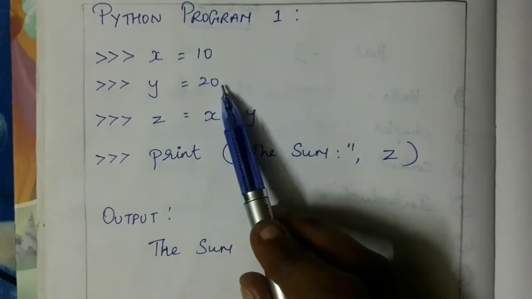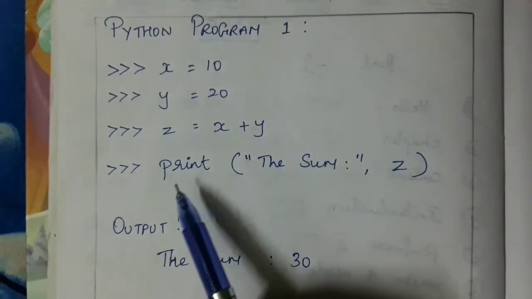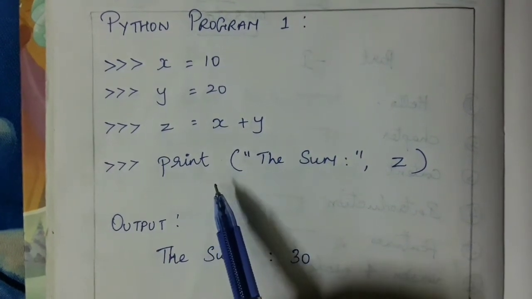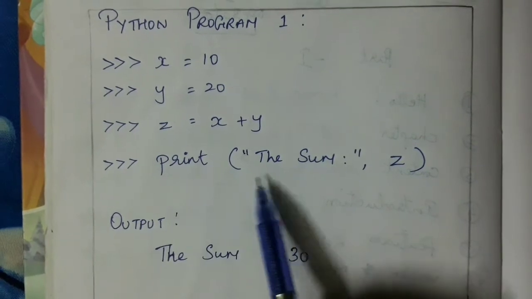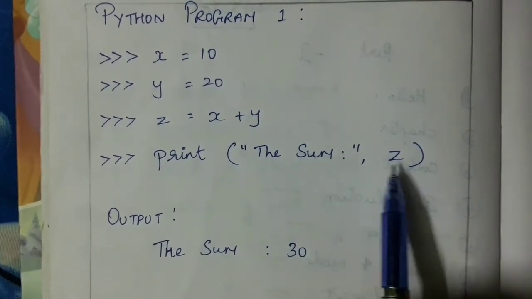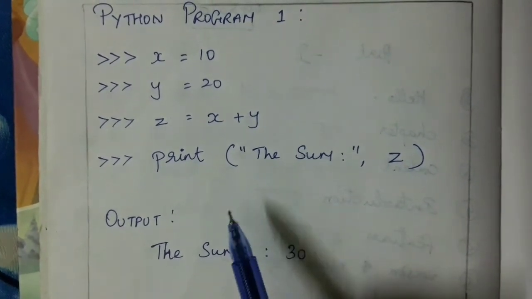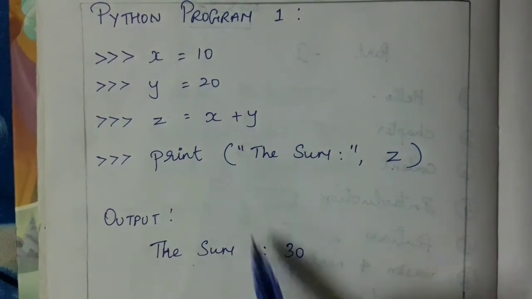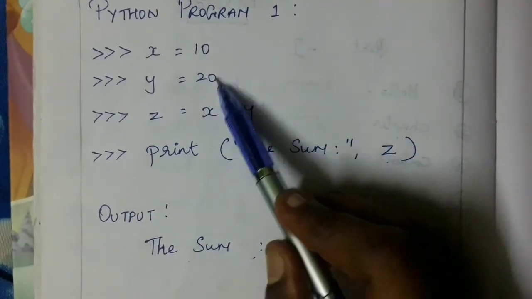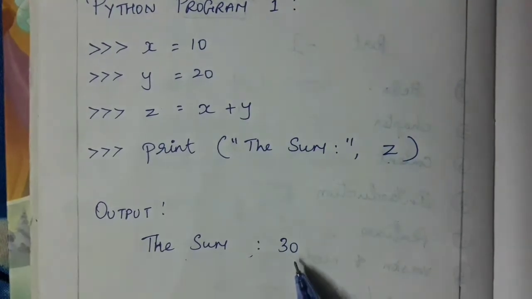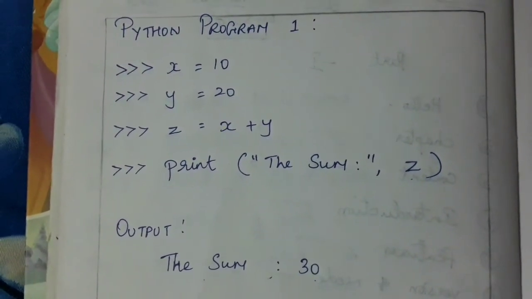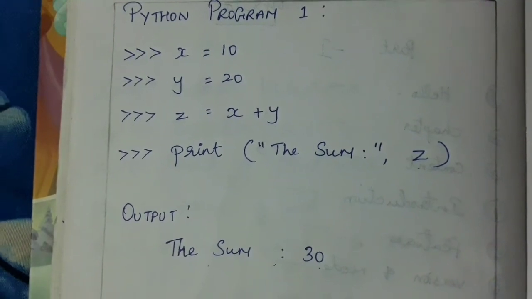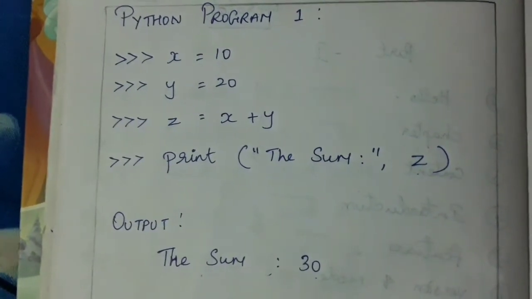The values are already assigned. Then we have the print statement. The print statement is used to display the answer. Print the sum equal to z is given. So what will be the answer now? The sum is equal to, it will add 10 and 20. You will get the answer as 30. This is the way of directly initializing the values and finding the answer.